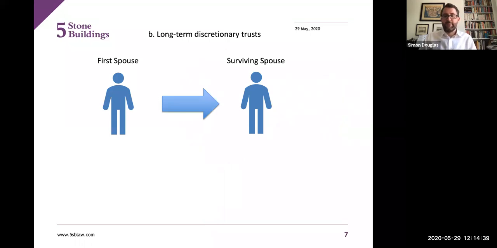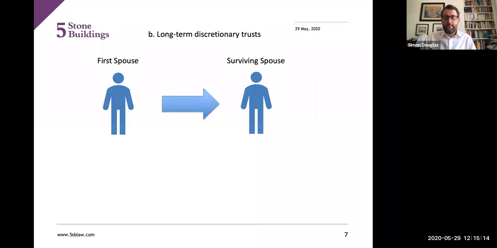A second example of where you might want to use a nil rate band discretionary trust is where there is a long-term plan to use discretionary trusts. So let's say that our first spouse and our surviving spouse have agreed that on the second of their deaths, so on the surviving spouse's death, they're going to establish a discretionary trust. And that discretionary trust is going to exist for the foreseeable future. It might be, for instance, that they want to set up a trust for their grandchildren or remoter issue.